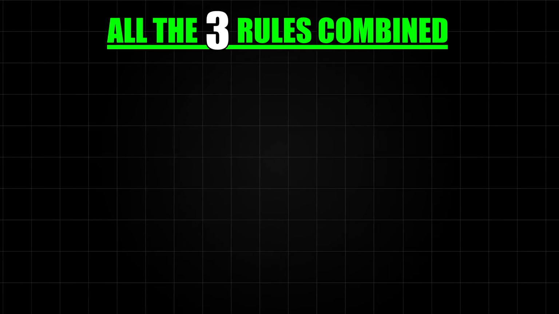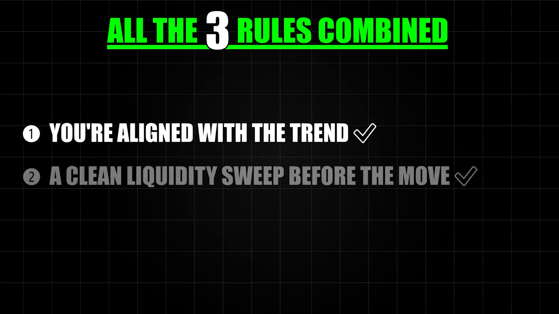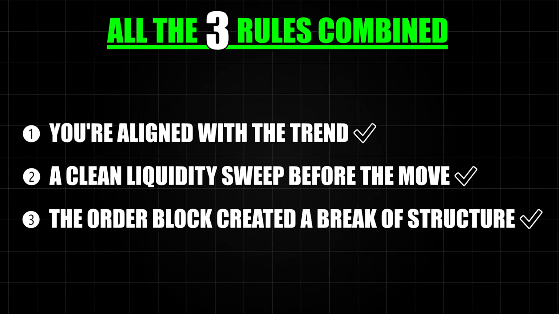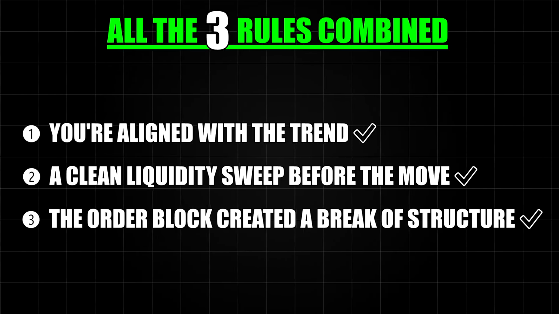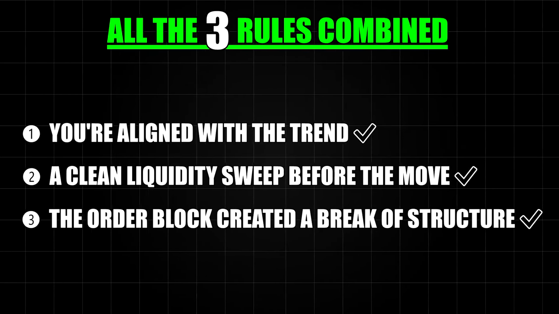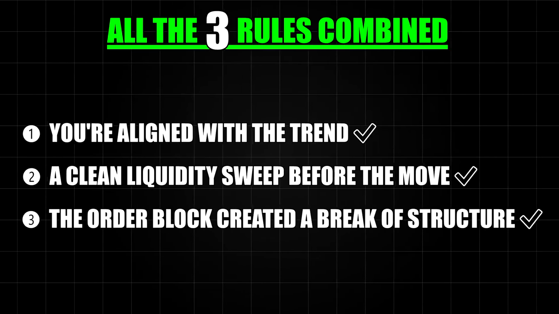To sum it all up, you're aligned with the trend. You've got a clean liquidity sweep before the move. The order block helped create a break of structure. When all 3 conditions are met and price returns to that zone, you're looking at a high probability area where the market is likely to react, possibly forming a new higher high from there.